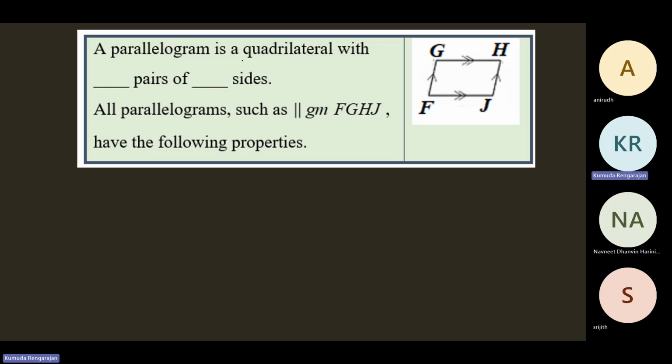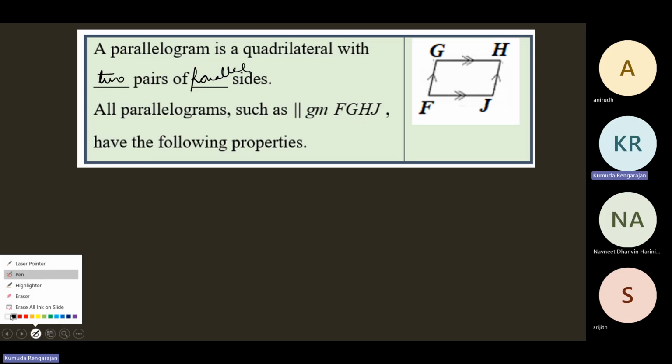A parallelogram is a quadrilateral with two pairs of parallel sides. A parallelogram is a quadrilateral. What is a quadrilateral? A polygon with four sides.